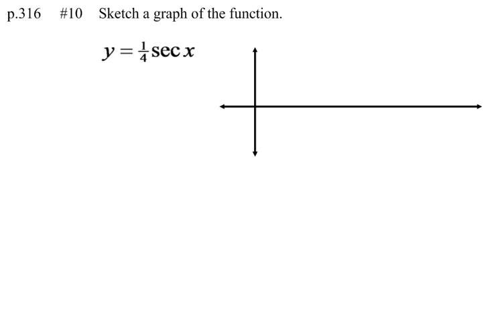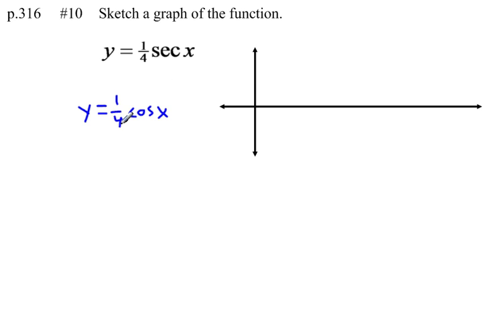Page 316, number 10. Sketch a graph of the function y equals 1/4 times the secant of x. Okay, to graph this secant curve, first of all, we have to remember secant is 1 over cosine. And I'm just going to start by graphing y equals 1/4 times the cosine of x.